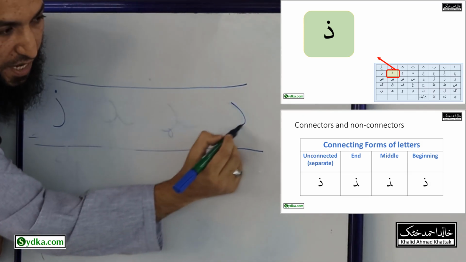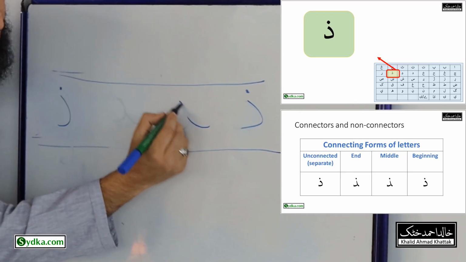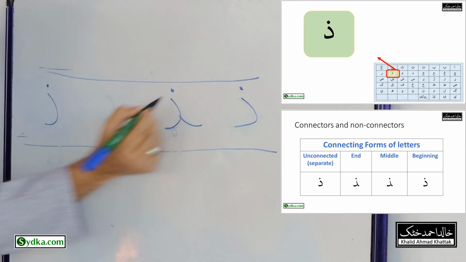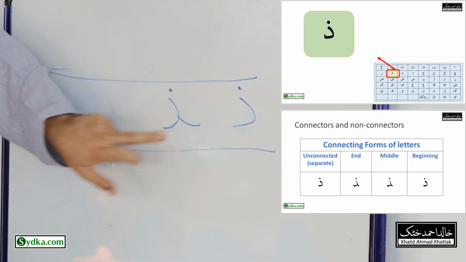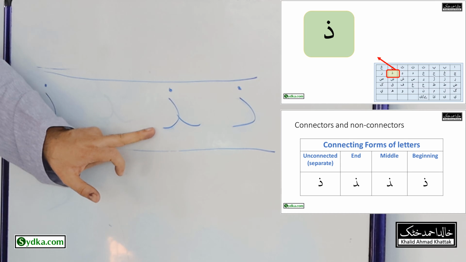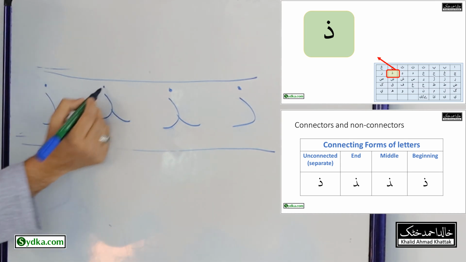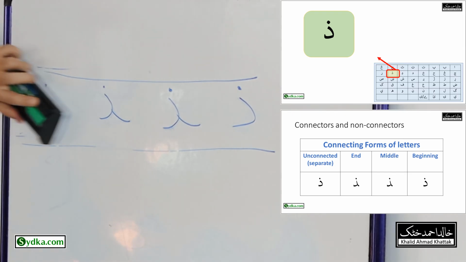Because if you see here, in the beginning it looks like this. You can see in the middle, the middle is the important one. In the middle it looks like this. So can you see here, can something be connected after it or not? No. So it's a non-connector. Okay, that's done.